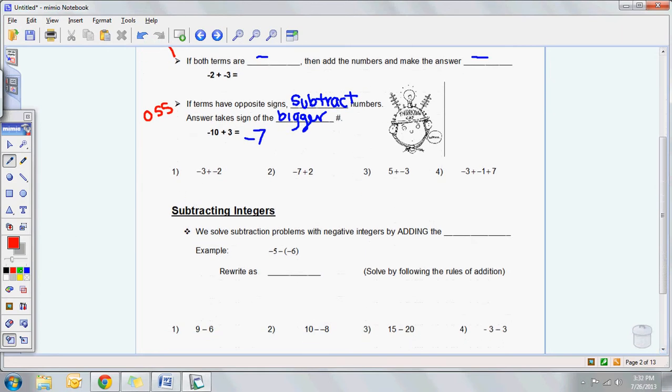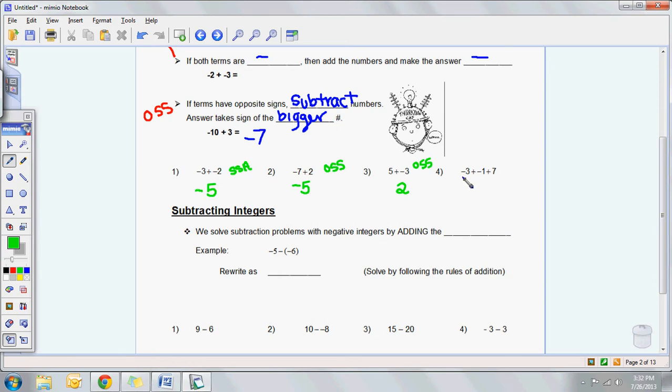Our first example here, we have same signs. So I'm going to remember my rule, same sign add. 3 plus 2 is 5. They're both negative, so my answer is going to be negative. Second problem, they have different signs, so it's going to be opposite sign subtract. So 7 minus 2 is going to give us 5. The bigger number is 7, and 7 is negative, so my answer is going to be negative. Third one, we have opposite signs again, so opposite sign subtract. 5 minus 3 is 2. The bigger number is 5, and that's positive, so my answer is positive.